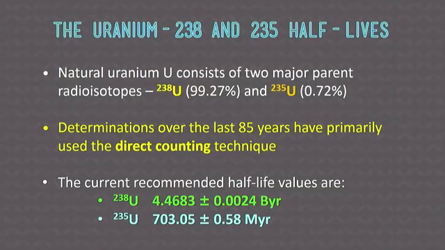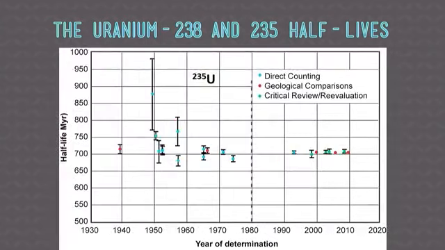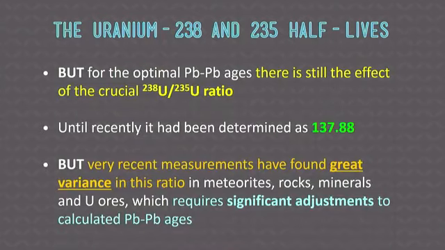Determinations over the last 85 years have primarily been by direct counting using the Geiger counter. And there are the currently recommended half-lives: 4.4683 billion years for uranium-238, 203 million years for uranium-235. So there are the determinations over the last 85, 90 years. But the optimal lead ages still have the effect on them of the crucial uranium-238/235 ratio. What do I mean by that?